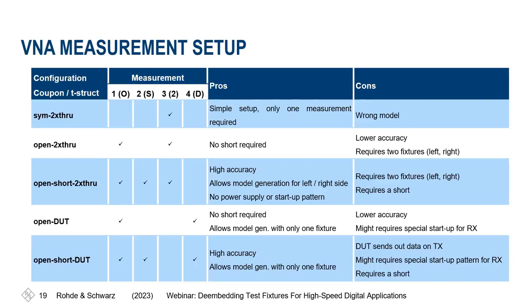Last, we have the open short DOT. Again, here a high accuracy, model generation with 1 fixture. Here you have to keep in mind that the DOT typically sends out data on the transmit side, and it also can require a special pattern for the receive side. And it requires a short.